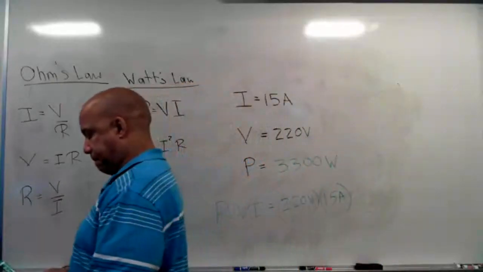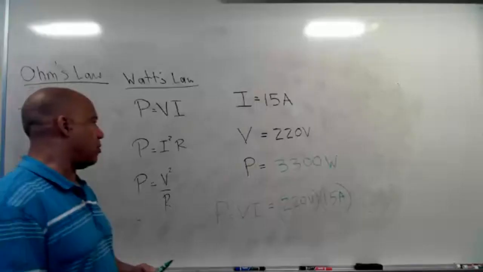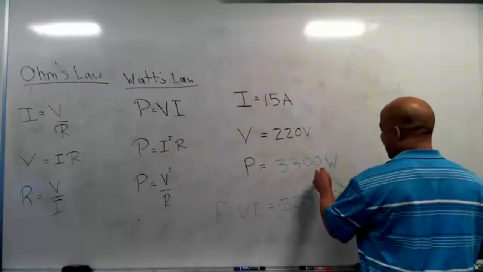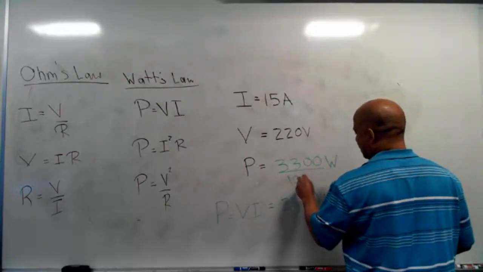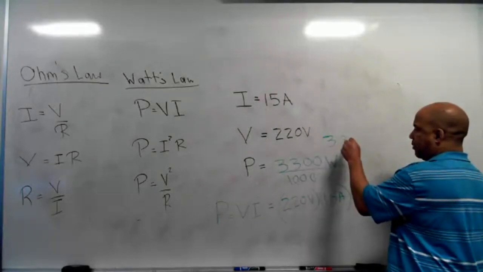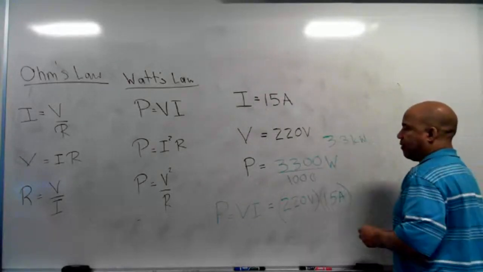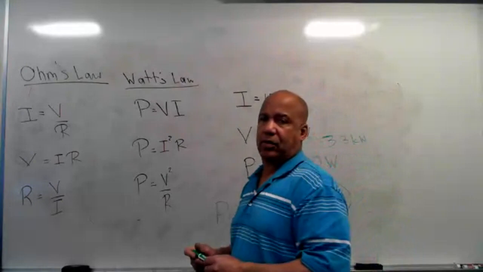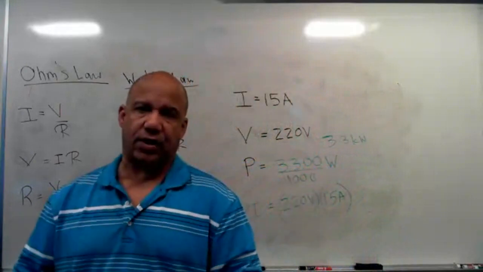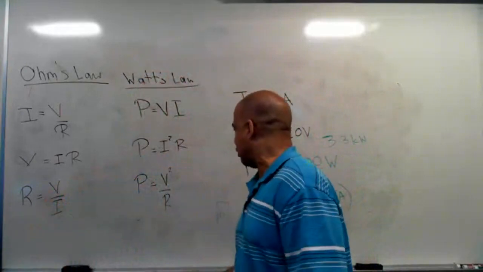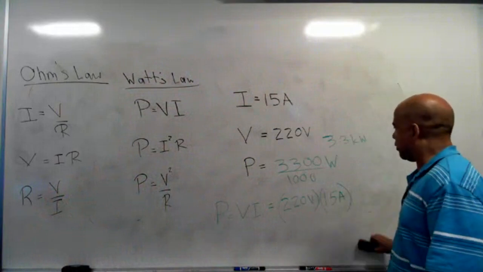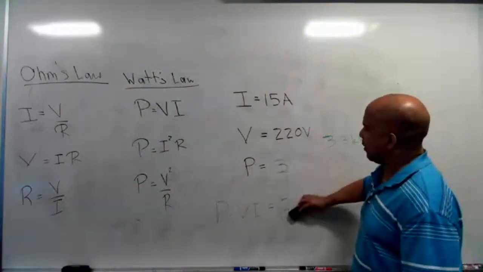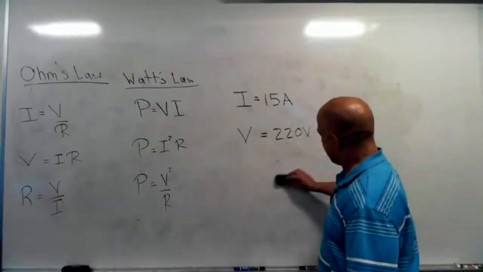Now, how would you convert that to kilowatts? What would you do? 3.3 kilowatts. All you have to do to convert to kilowatts is divide this by 1,000. That moves the decimal place over 3 places, and you get 3.3 kilowatts. So it's important to be able to convert wattage to kilowatts, and you'll understand why a little bit later. So there's your first problem. Anybody have any questions over problem number 4?